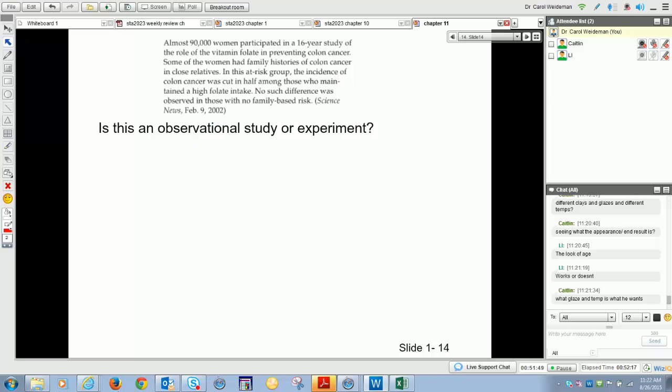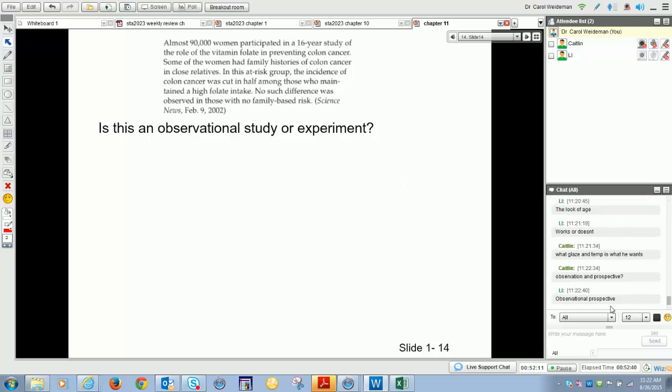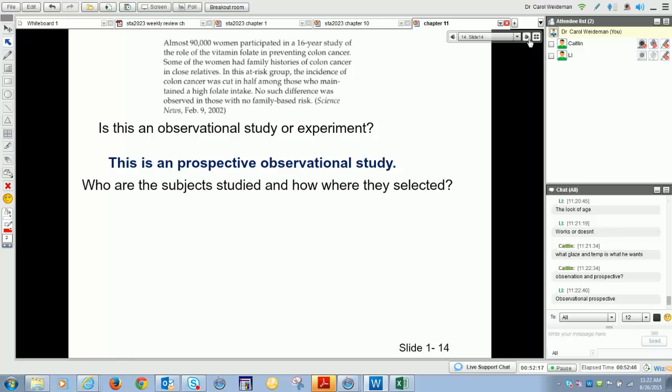Is this an observational study or an experiment? And if it's observational, is it prospective or retrospective? What do you think? So in deciding this, you've got to look at it and say, is the researcher influencing the outcome at all? Okay. Good. Very good. You both got it. Observational, prospective. Yes. Prospective, observational.